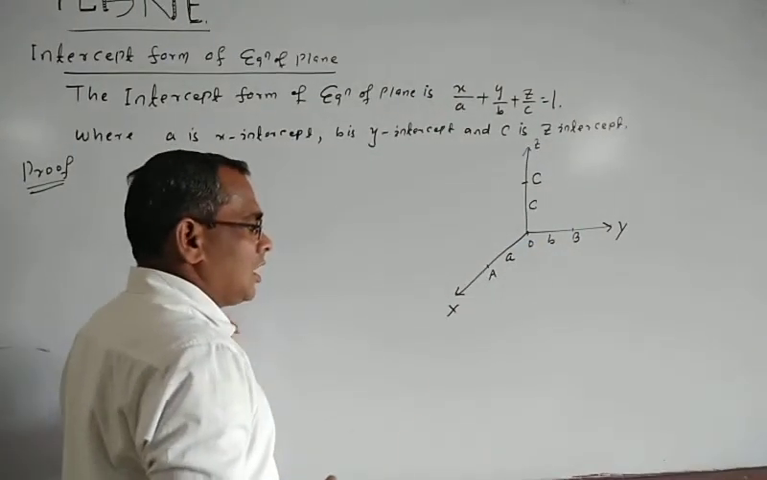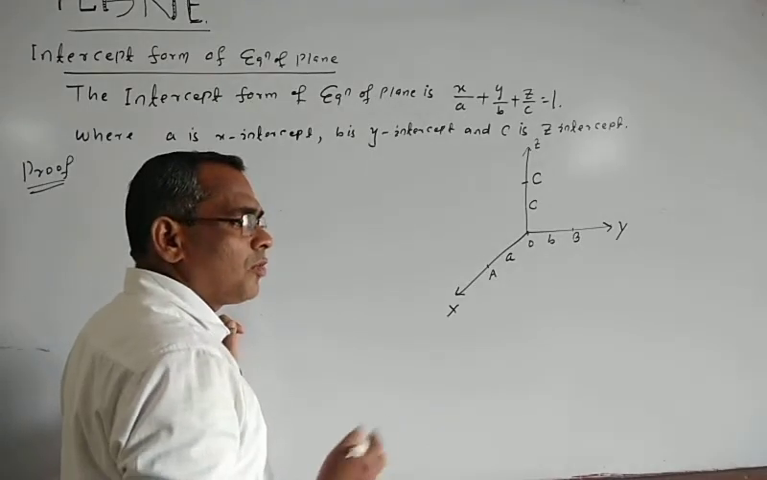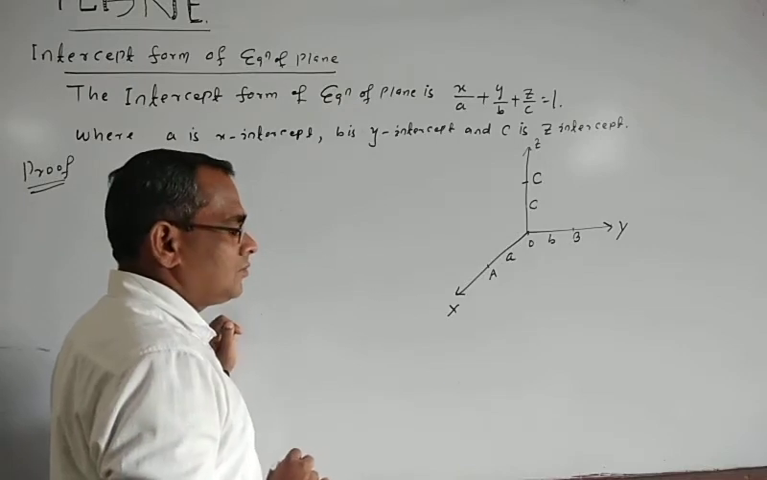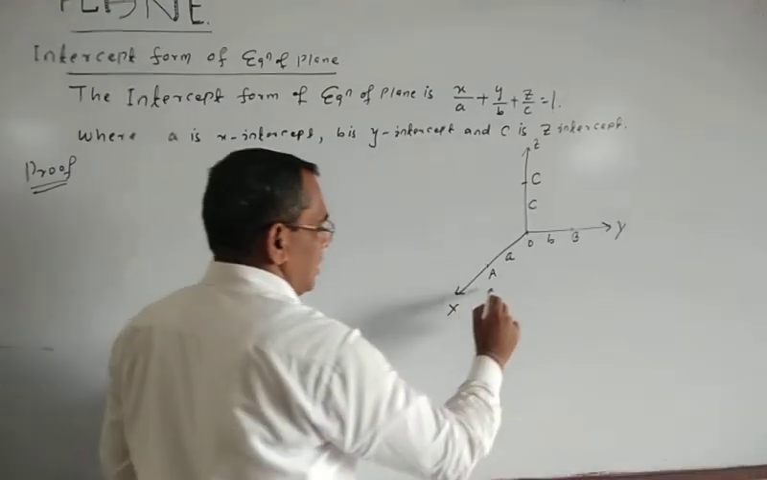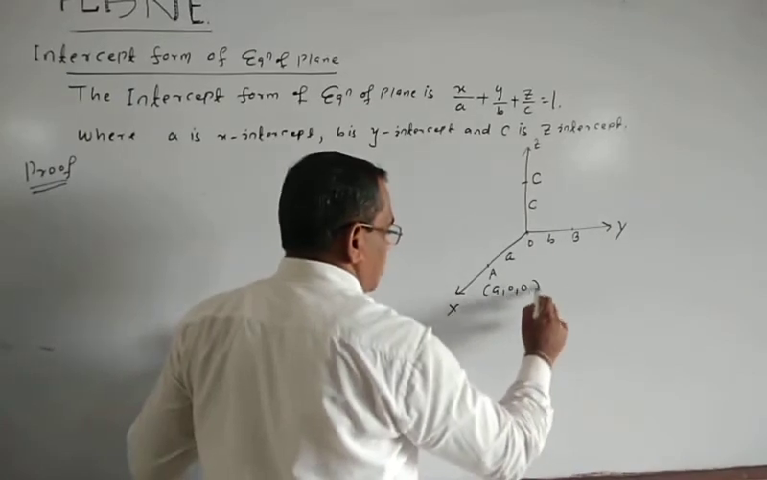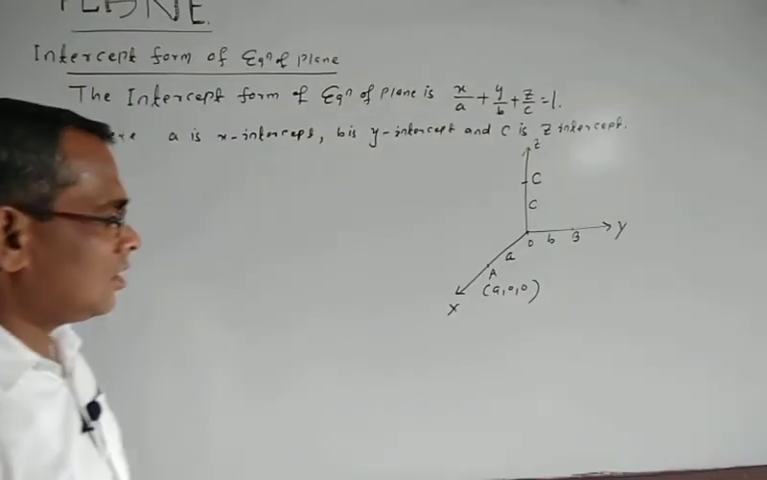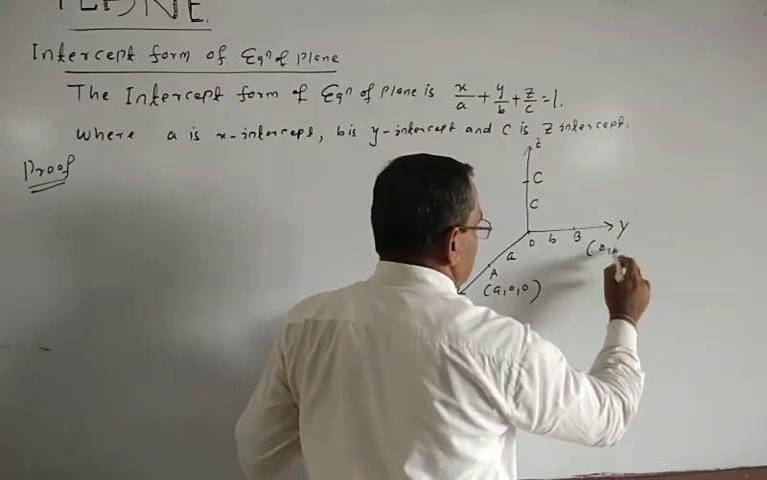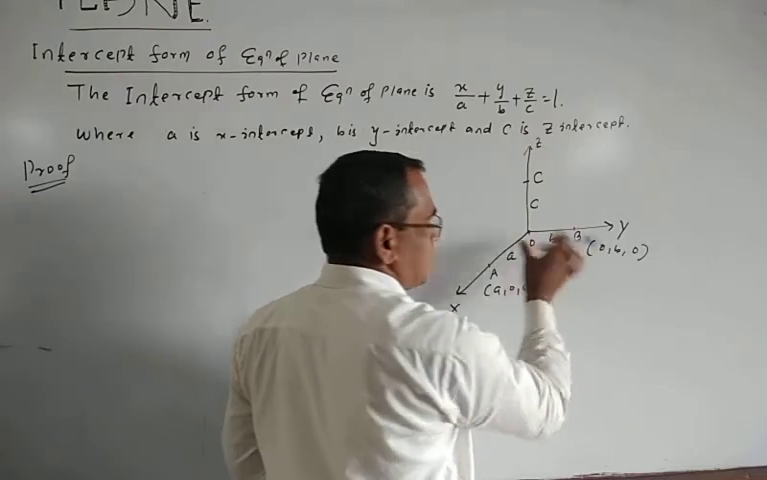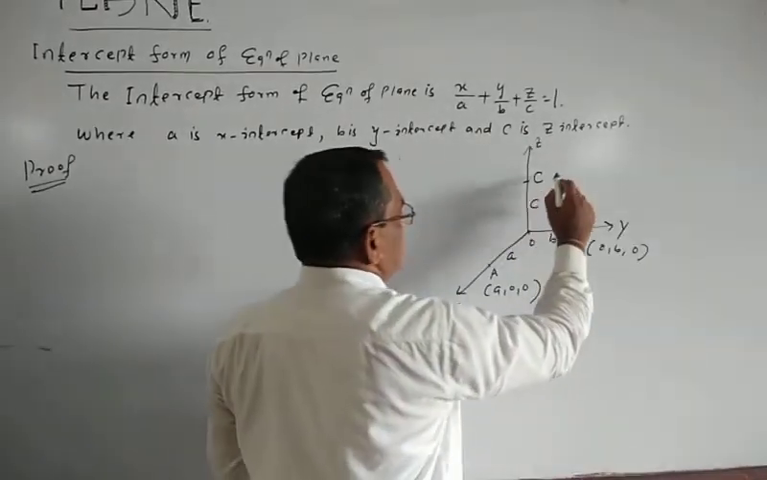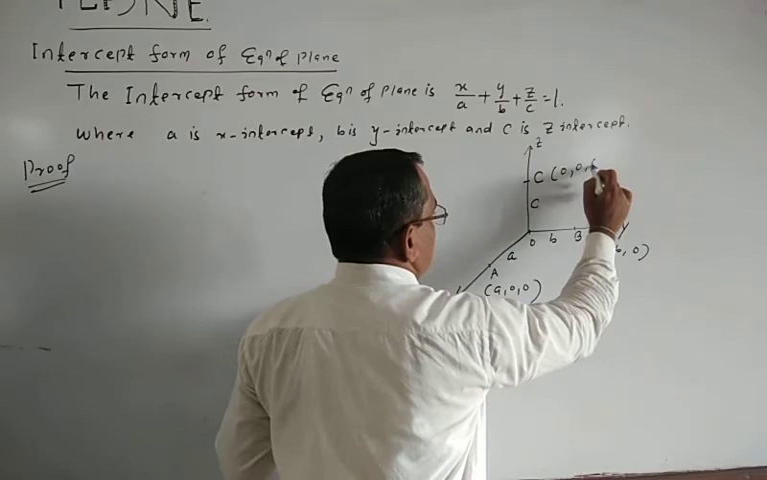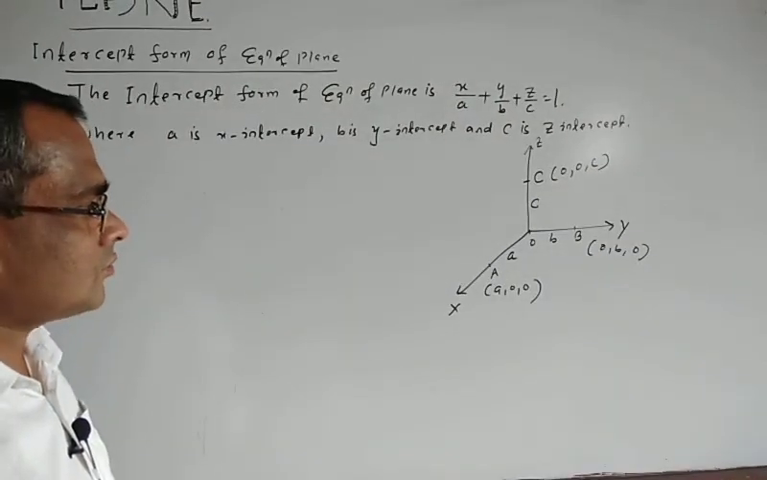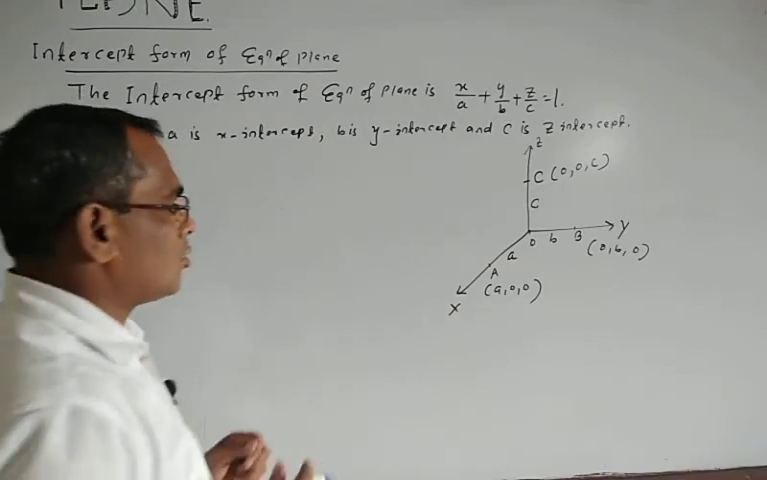So clearly the x intercept is a, which means the coordinate of A, the x intercept of the plane, is (a, 0, 0), because A lies on the x axis. The coordinate of B is (0, b, 0), because the y intercept is b, and the z intercept is c, that's why the coordinate of C is (0, 0, c). Okay, do you understand? Now to find the equation of the plane.